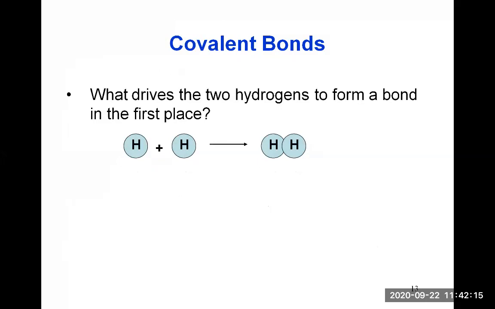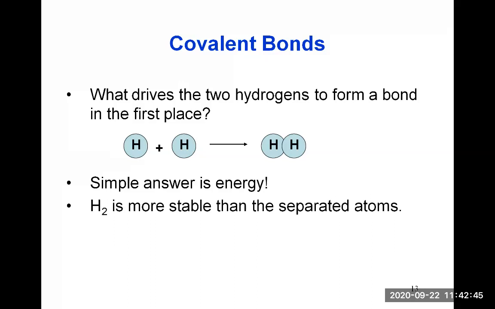So what drives the two hydrogens to form a bond in the first place? The simple answer is energy, and I said that earlier, actually. But yes, it's because it lowers the energy of the two atoms by being together. It lowers their energy and that makes them more stable. Because in chemistry, you have to realize that whenever you have a low energy, it means you are more stable. And so H2 is more stable than the separated atoms. And you've seen that in the video earlier, in the previous recording.